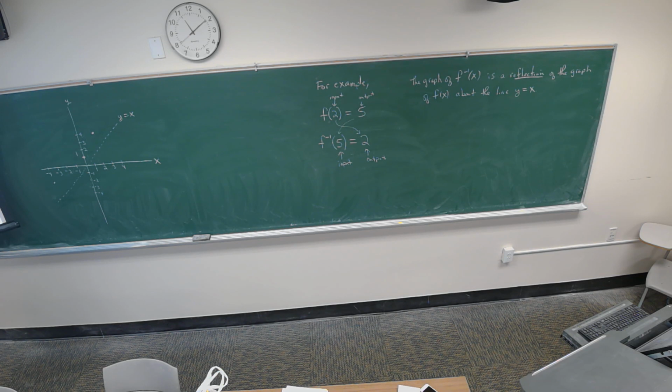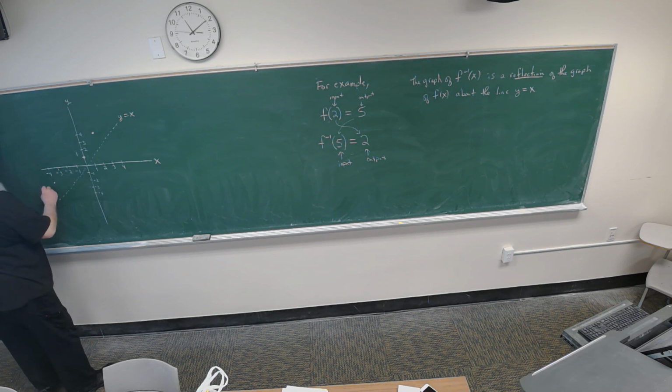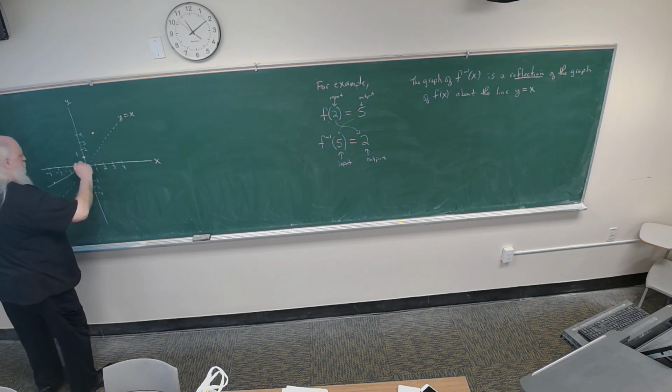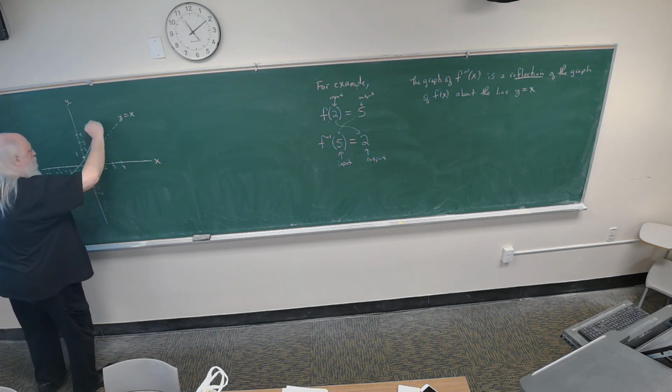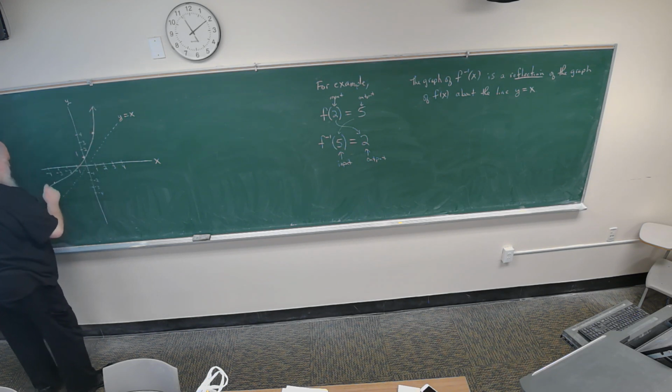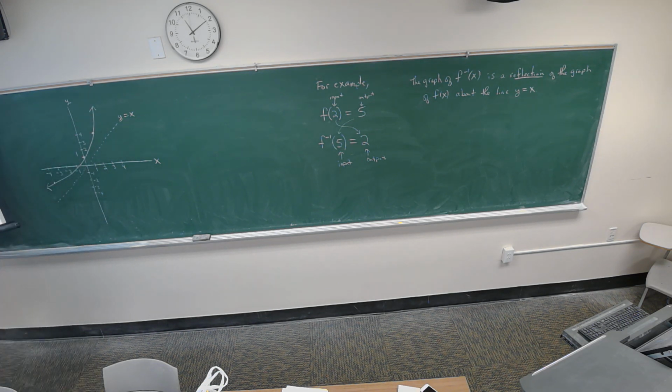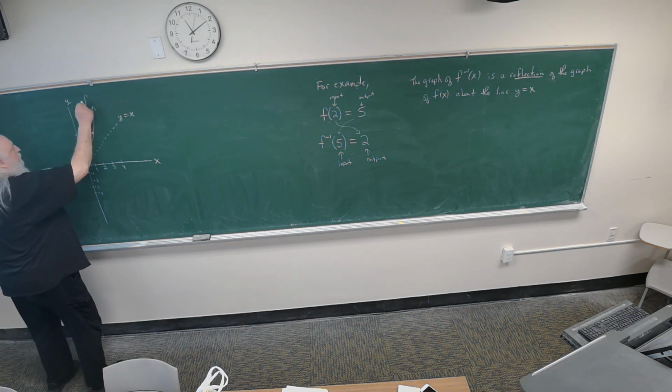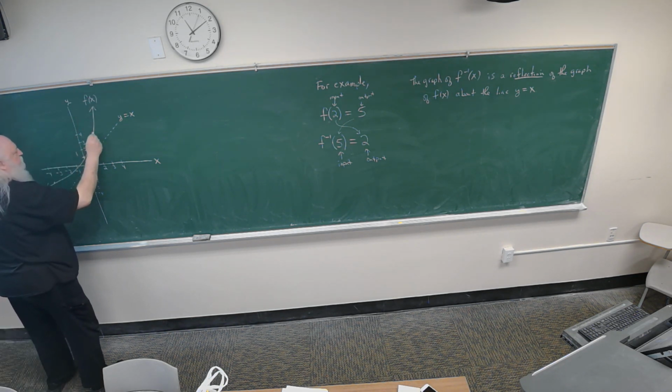Kind of hard to draw when you're 6 inches from the board. So now I'm going to play connect the dots, to the best of my ability. And so it goes down and to the left forever and up and to the right forever. So this is the graph of my one-to-one function f of x, okay?